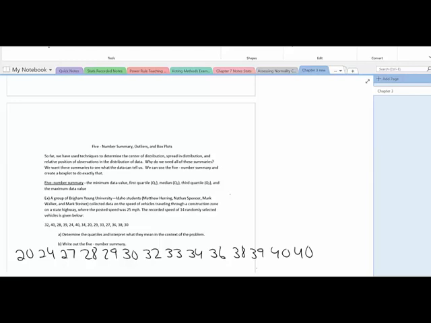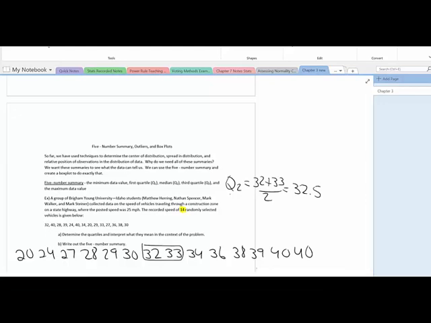Now, at this particular stage, I would start with the middle and figure out what the median is going to be. Since we have 14 randomly selected vehicles, we know we're going to have 2 different values to look at. So the 2 middle values are going to be 32 and 33. So what do we do? We add them up and divide by 2.